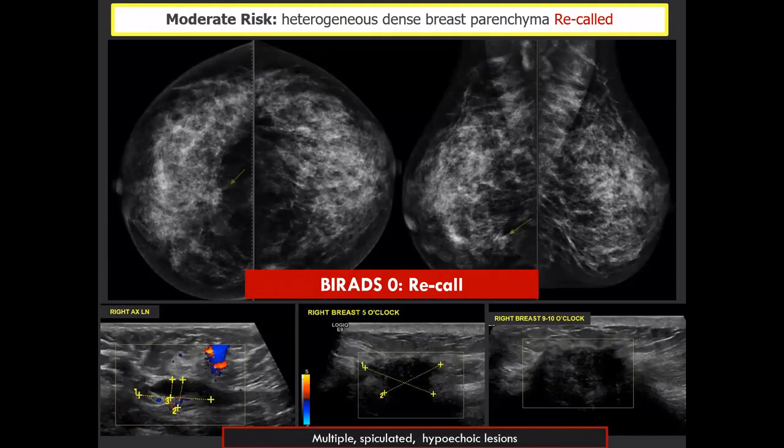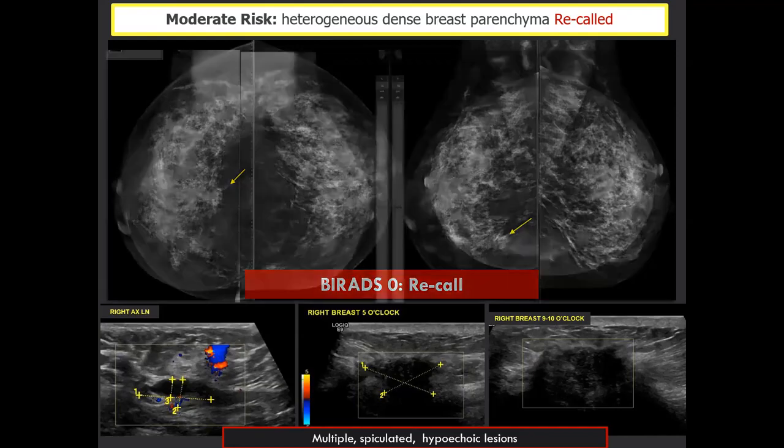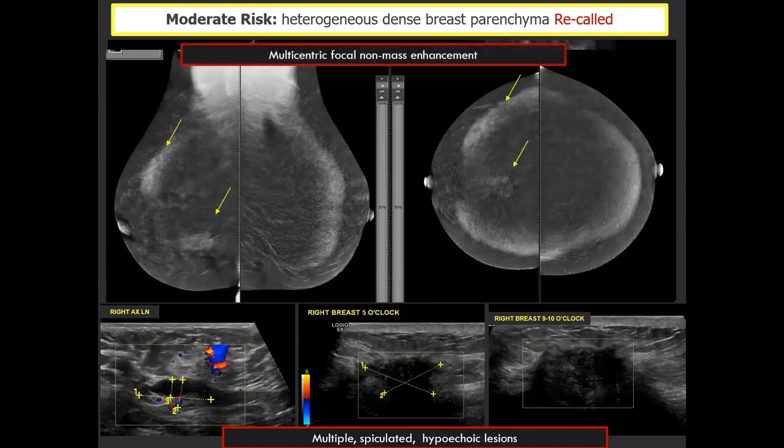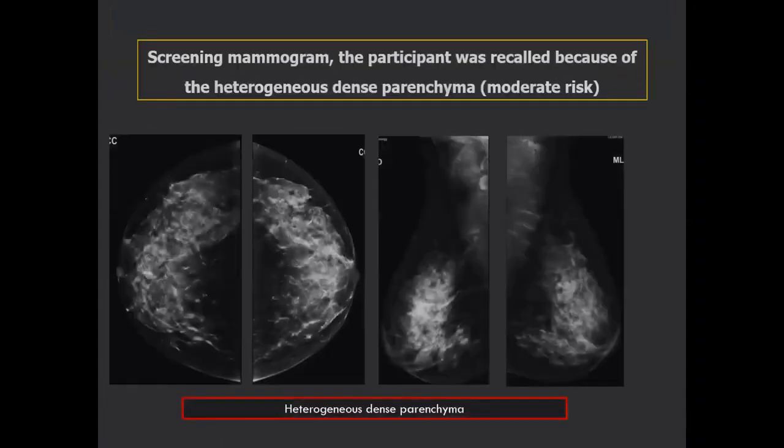Going back to her mammogram, we can only see one of these lesions here, and that's why we had to perform a contrast mammogram. This was her contrast mammogram, which revealed multiple focal areas showing focal non-mass enhancement, and surgical biopsy came with a multicentric invasive duct carcinoma of the right breast.